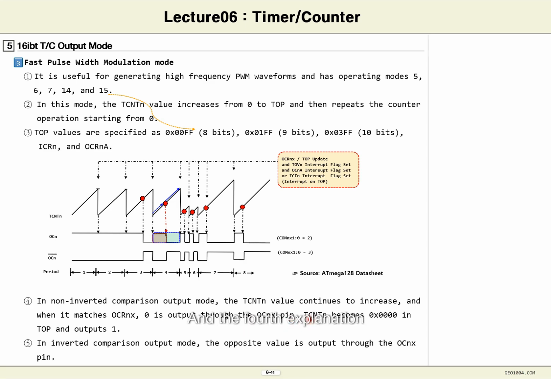And the fourth explanation is that the moment the TCNT value becomes 0x0000, 1 is output to the output. If we use the inversion mode, this output will be output with the opposite logic value. As you can see, the TCNT value increases, becomes set the moment it meets the OCRNX value, and becomes clear the moment it changes from top to 0x0000.